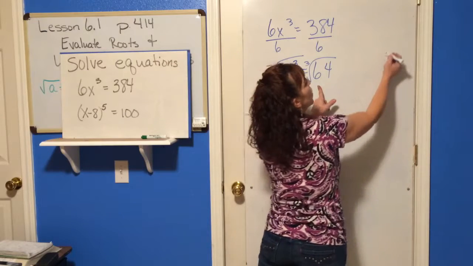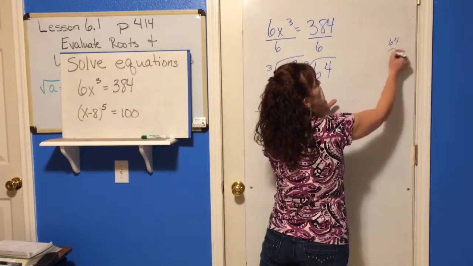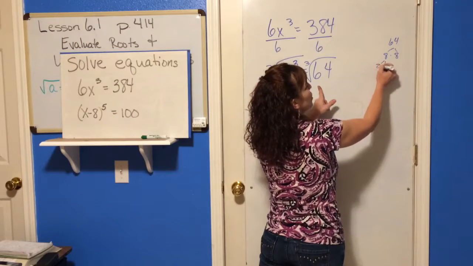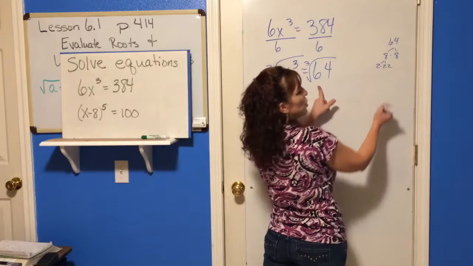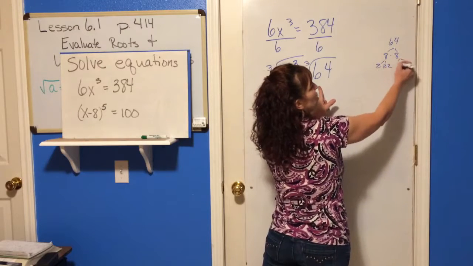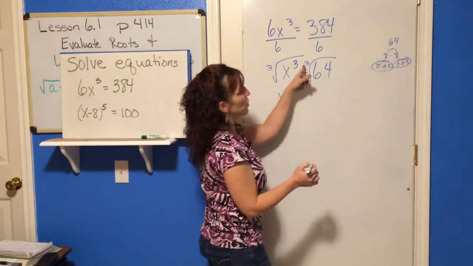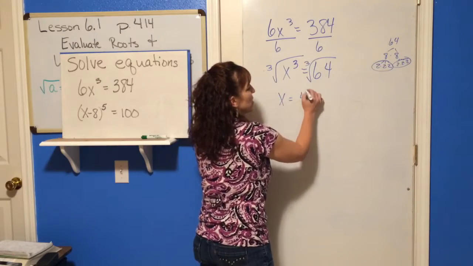So 64 is 8 times 8. And 8 is 2 times 2 times 2, right? And another 8 is 2 times 2 times 2. So you've got 2 sets of 2 that are tripled. So x is 4.